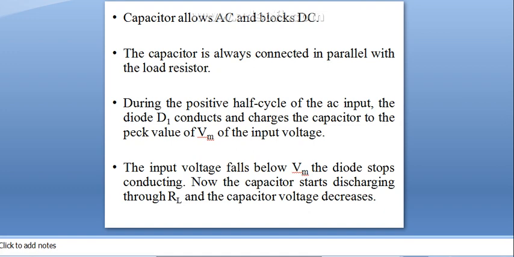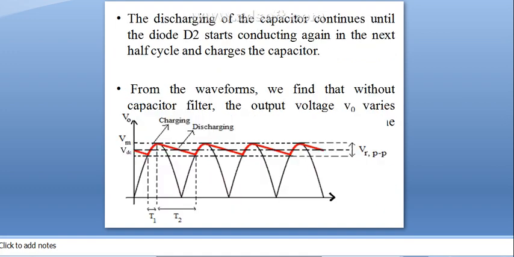So during the positive half cycle of the input, the diode D1 conducts and charges the capacitor. When the input voltage falls below Vm, the diode stops conducting. That means the diode becomes reverse biased. So the capacitor starts discharging through the load resistor RL and the capacitor voltage decreases.